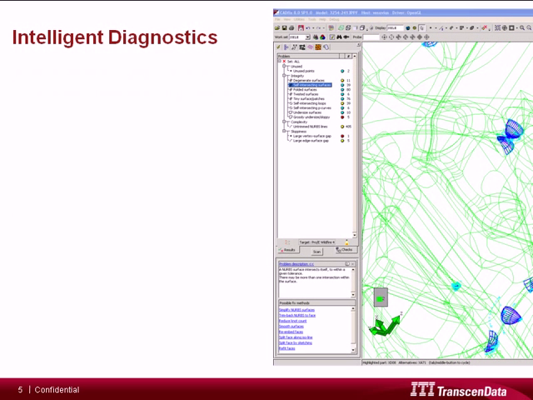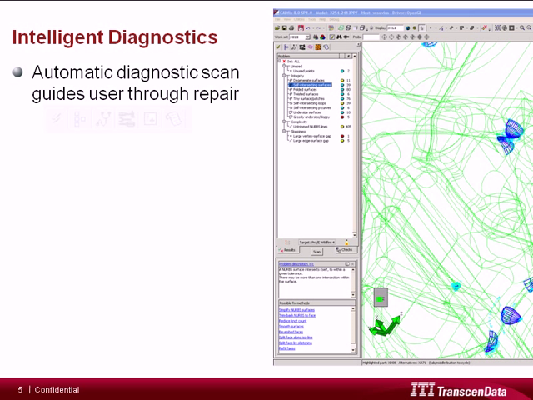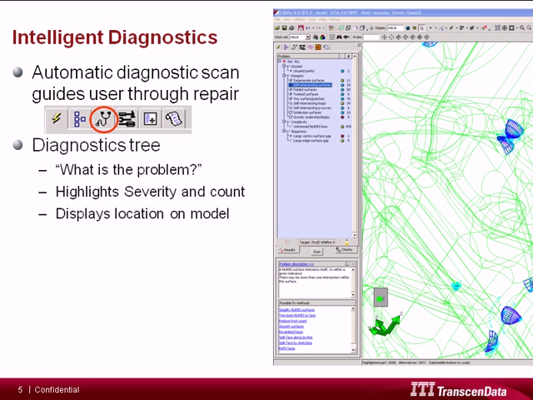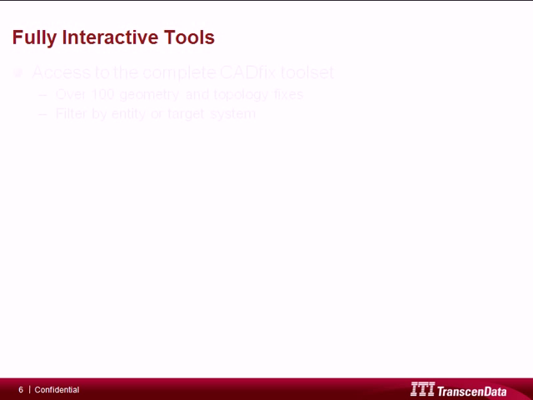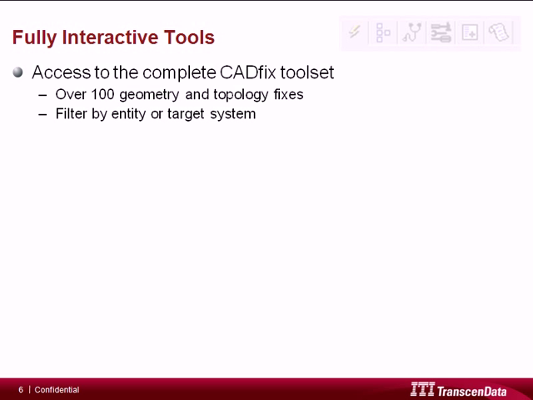There are some occasions when the problems with the source model cannot be fixed in a fully automatic way. In these cases, CADfix automatically switches to the intelligent diagnostics mode and scans the model for problems. The results are displayed in the diagnostics tree. Here you are shown what the problems are, the severity, and the number of times the problem occurs. Once you select a problem type, CADfix will display the problem in the graphics area. You will also be given a description of the issue and also a list of possible solutions to help you solve the problem.